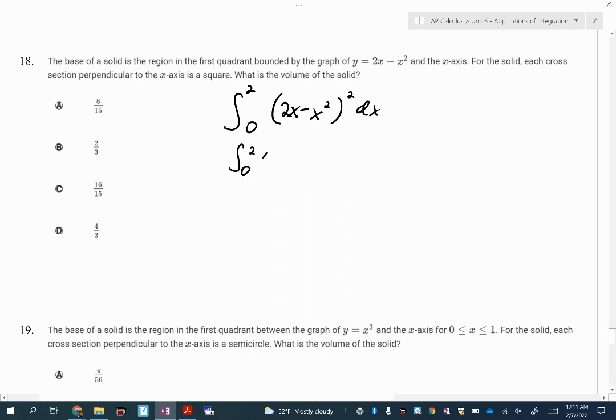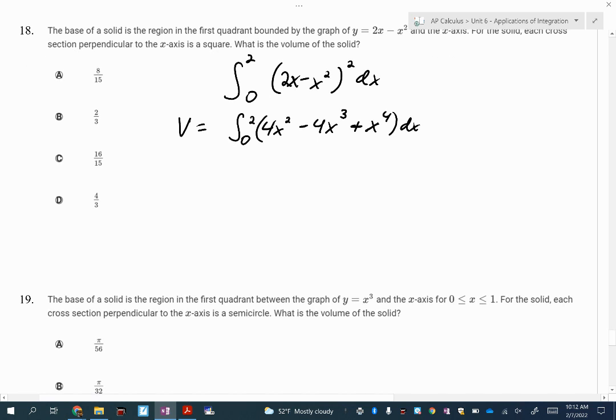So if I square the first one, that's 4x squared. The middle term is you multiply the two terms together and then multiply by 2, so that's going to be minus 4x cubed. And the last one squared is plus x to the 4th power. This would give me the volume of this solid. Now I do the antiderivative of this. That's going to be 4/3 x cubed. This one needs to be x to the 4th power, but when I do the derivative of that, I get 4x cubed, so that's fine. And then plus 1/5 x to the 5th power, all evaluated at 2 and 0.